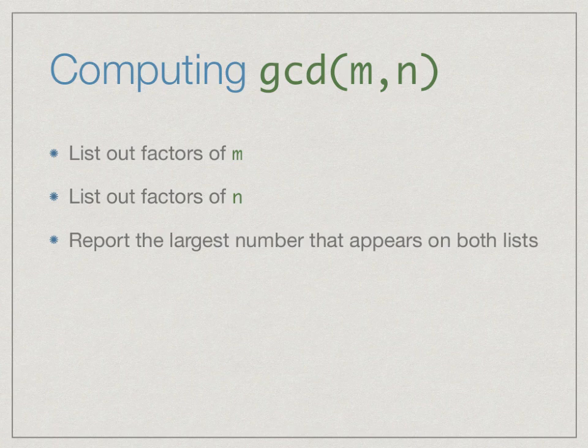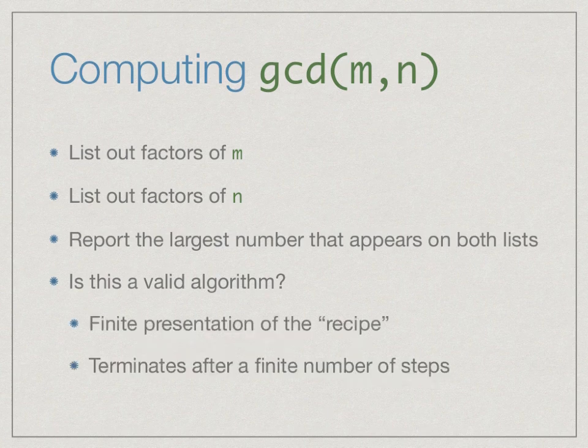Well, at a high level of detail, if we think of listing out factors as a single step, what we want from an algorithm are two things. One is that the description of what to do must be written down in a finite way, in the sense that I should be able to write down the instructions regardless of the values of m and n in such a way that you can read it and comprehend it once and for all. So here it's very clear we have exactly 3 steps, right? So we have 3 steps that constitute the algorithm. So it's certainly presented in a finite way.